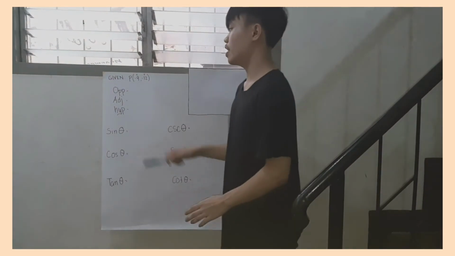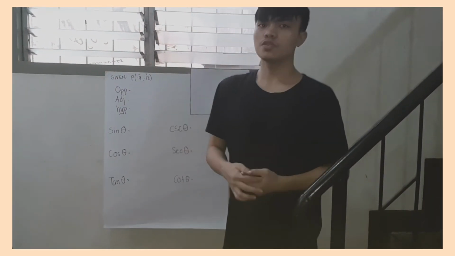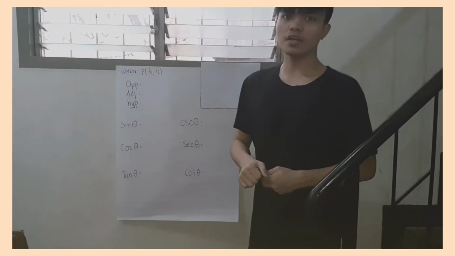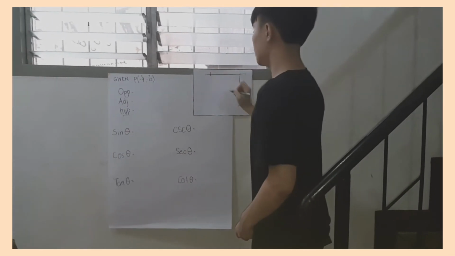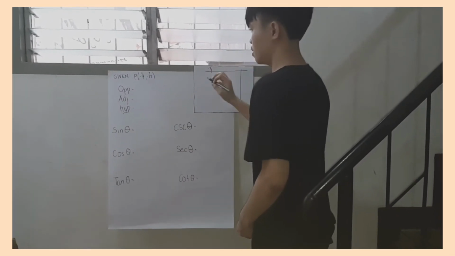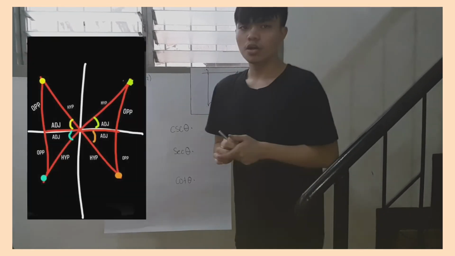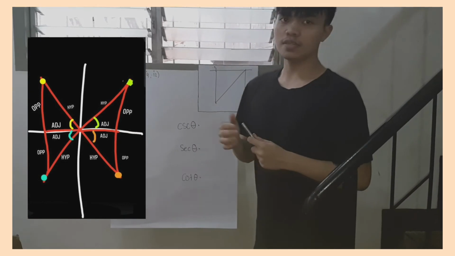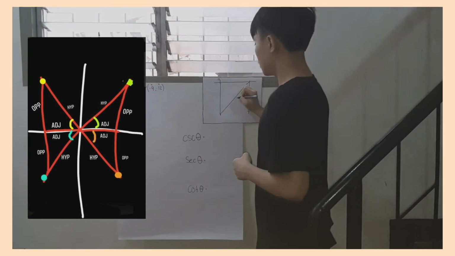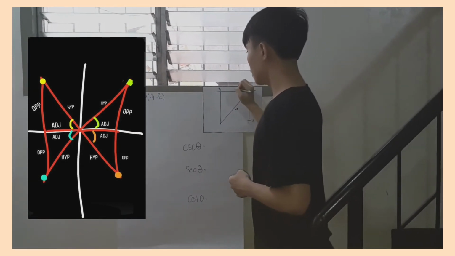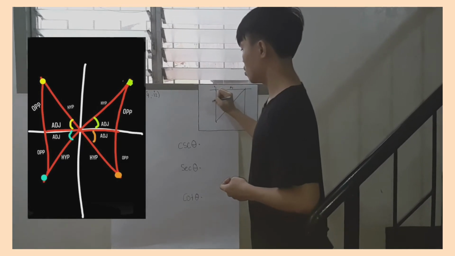We have a given of negative 9 and negative 12. The first thing that we're going to do is to plot it out. Since it is negative, negative, we can prove it is on quadrant 3. Let's say x is here and y is here, so x is 9 and y is 12. With this illustration, we can see which is the opposite, the adjacent, and the hypotenuse.